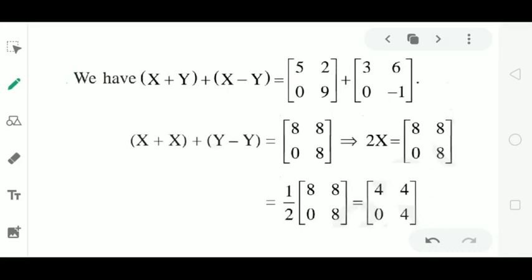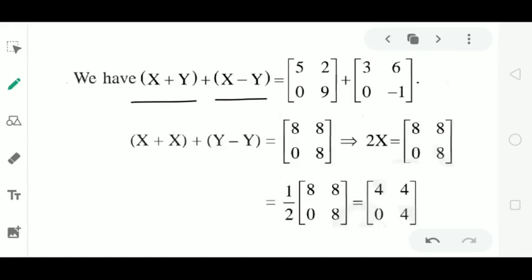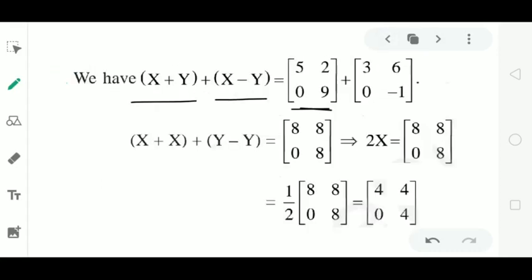Here I have added X plus Y plus X minus Y. X plus Y is this matrix 5, 2, 0, 9, which I have written here, and X minus Y is the matrix 3, 6, 0, minus 1, which I have written in the second term. Adding these two, that is, addition of corresponding elements of these two matrices: 5 plus 3 is 8, 2 plus 6 is 8, 0 plus 0 is 0, 9 plus minus 1 is 8.